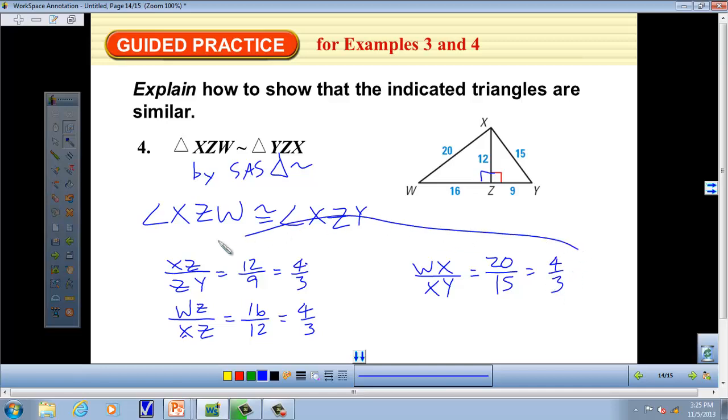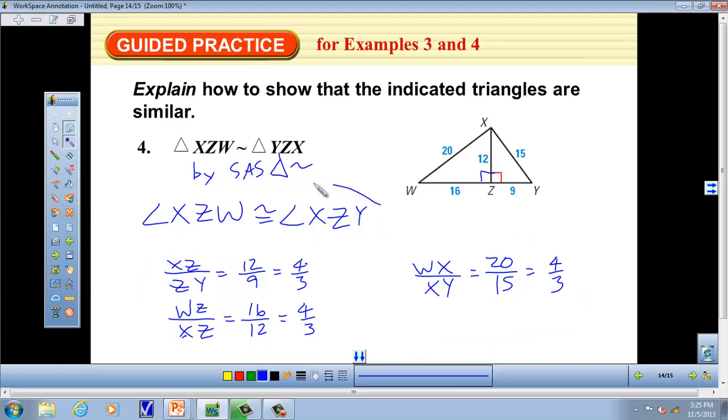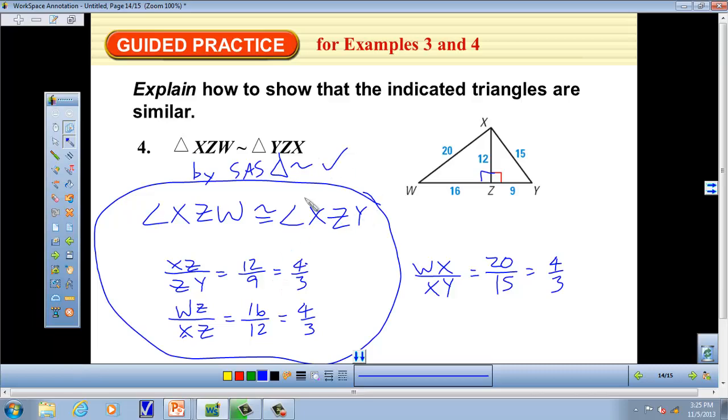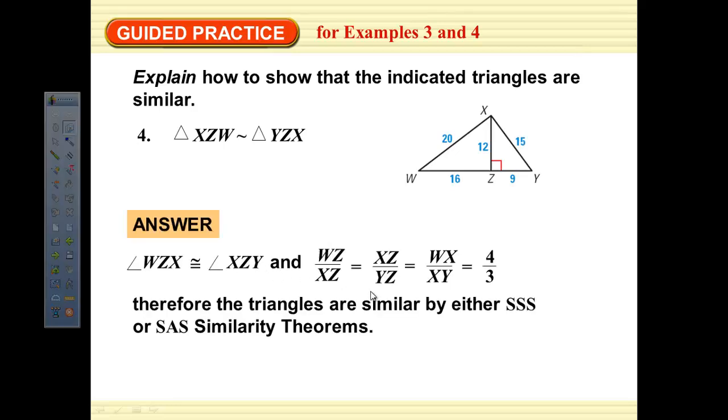So if we'd use this information right here, that would give us side, side, side triangle similarity. If we use this information right here, that would give us side angle side triangle similarity, which is what I did here. So they did it with side angle side, but you could have done it with side, side, side here, or we could have done side angle side.